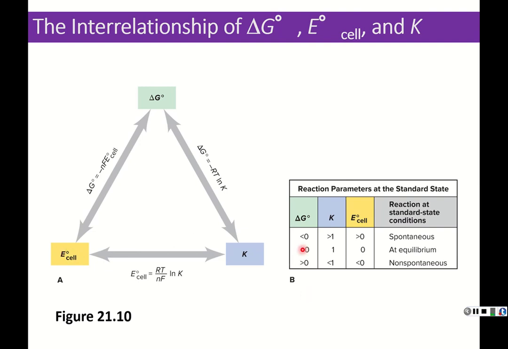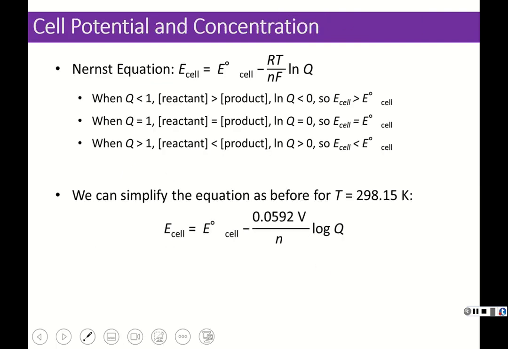And what conditions are met when something is spontaneous? Delta G is negative, K has to be greater than 1, and the electrochemical cell potential is a positive value. At equilibrium, delta G and cell potential are both 0, K is 1, and then non-spontaneous reactions will have a positive delta G and a negative cell potential, and a K value under 1. Okay.